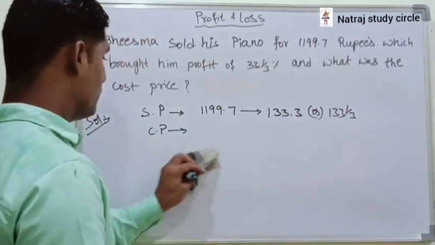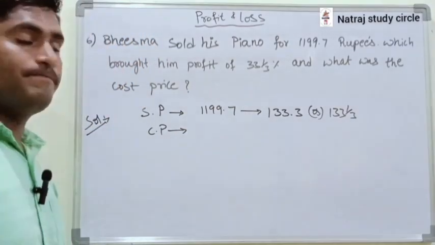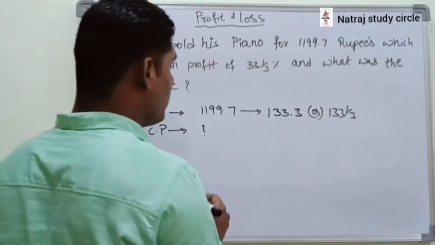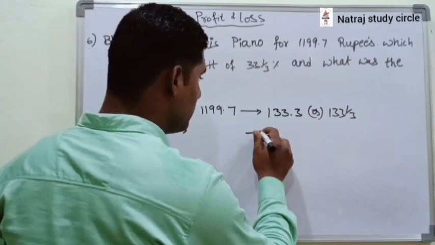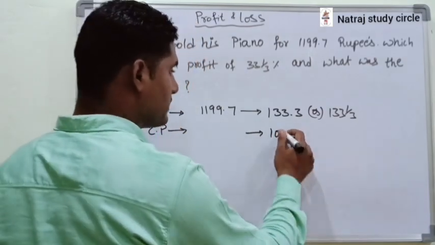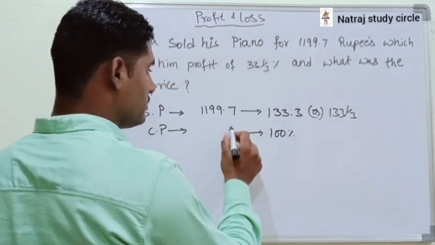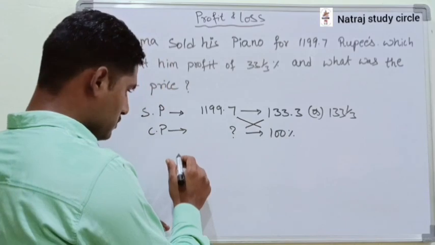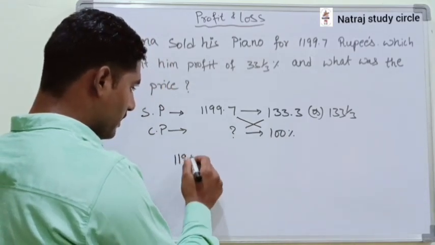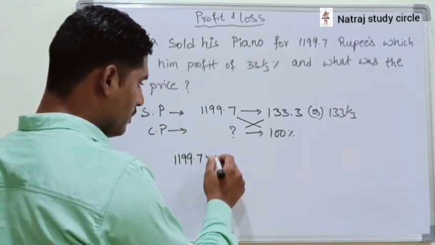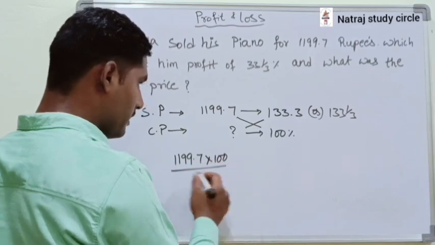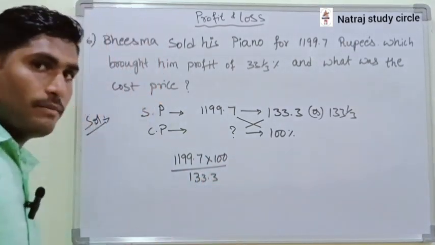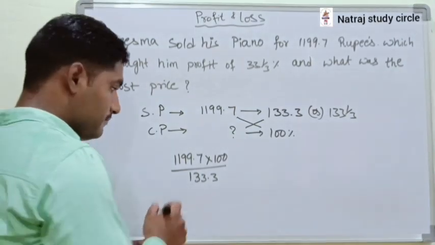So here, what is the cost price here? Question mark. So how do we get it? We have to find 100%. So it is a question mark. How do we get it? By cross multiplying both. So 1199.7 into 100 by 133.3. Okay, 0.3.